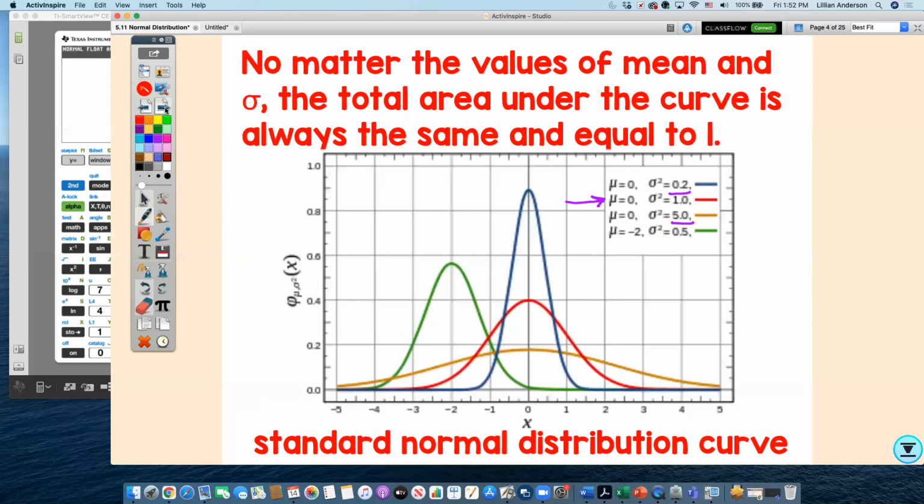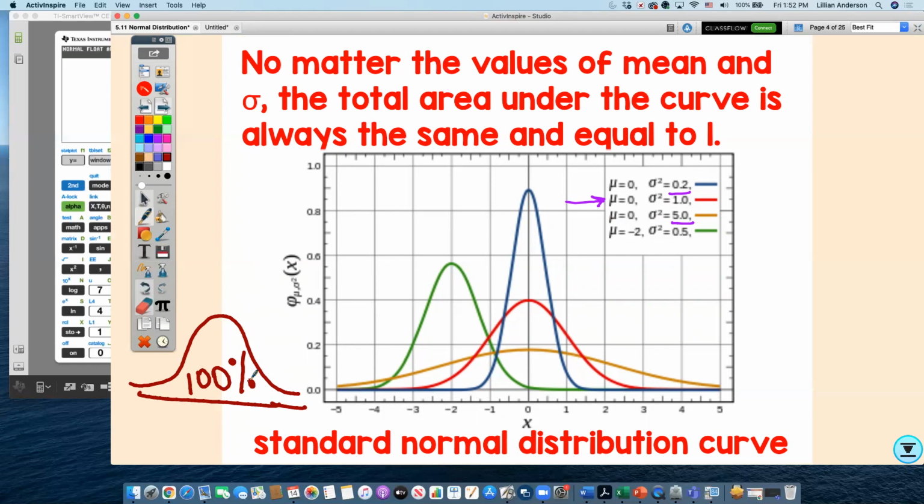And that's what you see here. Mine has colors, yours necessarily does not. But again, no matter the values of the mean and standard deviation, the total area underneath the curve is always equal to 1 or 100%. So 100% of the data that you've collected will be represented underneath that curve. One normal distribution curve, which looks like a bell curve, is 100% of your data.